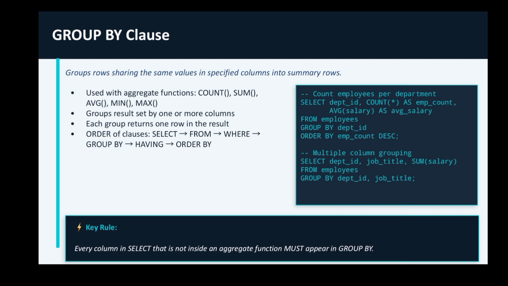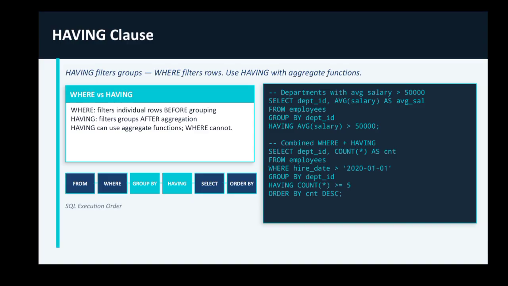The SQL clause execution order is also important here. It starts from select, from, where, group by, order by. Understanding this order tells us exactly when each clause applies and why certain operations must go in certain places. The example here shows we are counting employees per department and calculating average salary, then ordering by count in descending order. It is a classic reporting pattern.